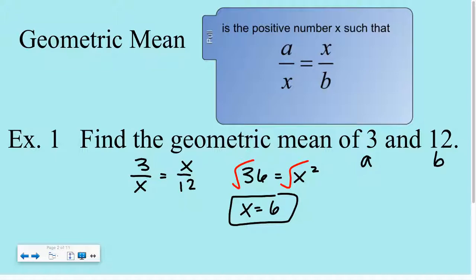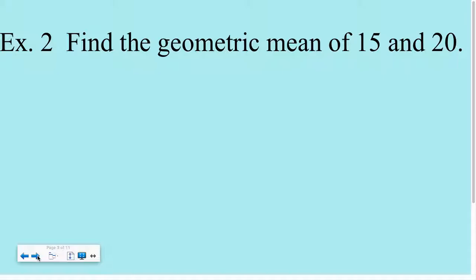Alright, so number 2. Find the geometric mean of 15 and 20. 15 and 20 represent that a and b. So you're saying 15 is to x as x is to 20. Cross multiply, solve for x. No decimal answers today. So if that means it's not a perfect square, you're going to have to break down the square root symbol. Kind of like we did a couple weeks ago.